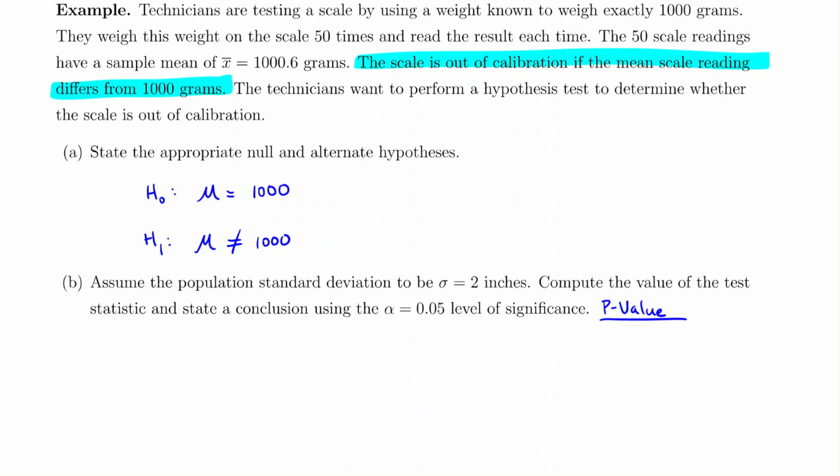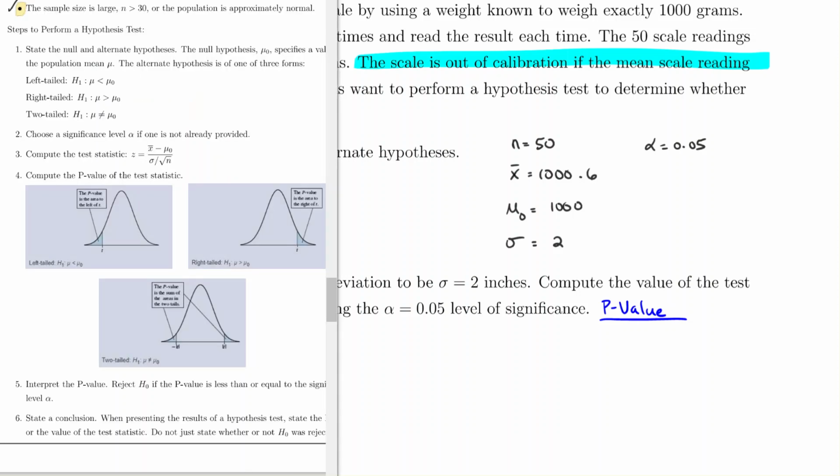So I'm first just going to draw out some of the details. We know they weighed it 50 times, so n is 50. The sample mean is 1,000.6. My mu naught is 1,000. Sigma, standard deviation, is 2. And my alpha value is 0.05. So looking at my steps, step 1 I've completed because I have my null and alternate hypothesis. Alpha was given, so step 2 is completed. Next up, I'm going to do my test statistic.